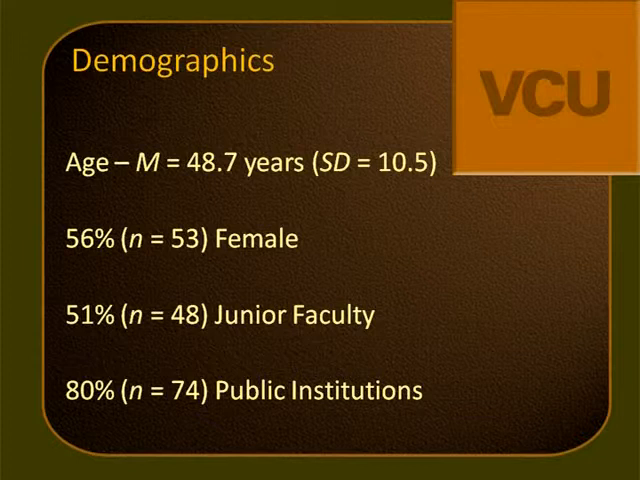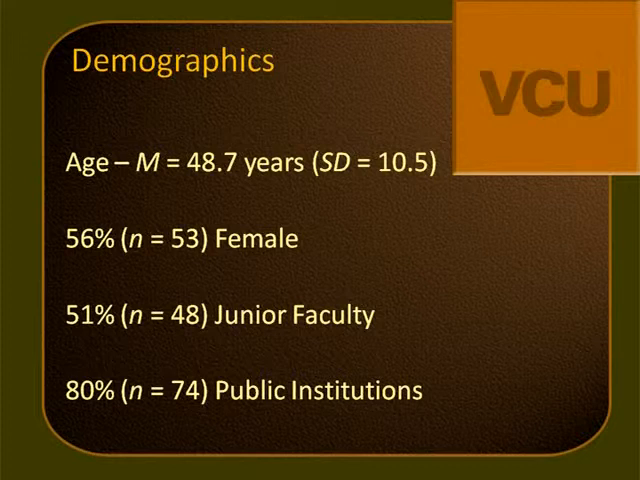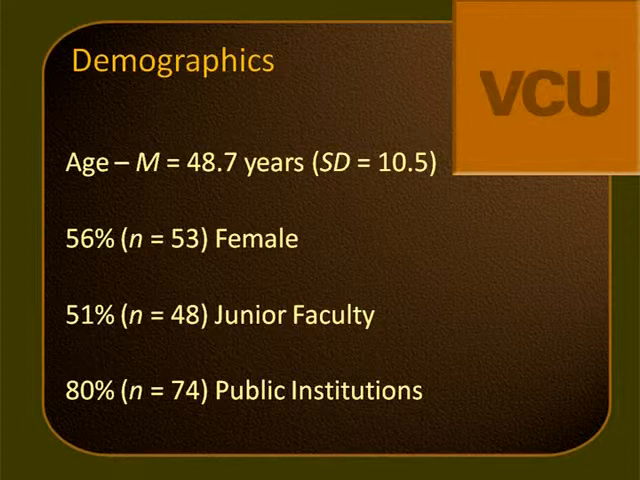56% female. That's about right on for disability and rehabilitation research departments, which are typically quite female-oriented. The faculty were, for the majority, junior faculty. 51% were junior faculty, meaning they did not yet have tenure. And 80% of them were at public institutions. A little bit skewed toward public institutions, but for the most part, very much like the national average.